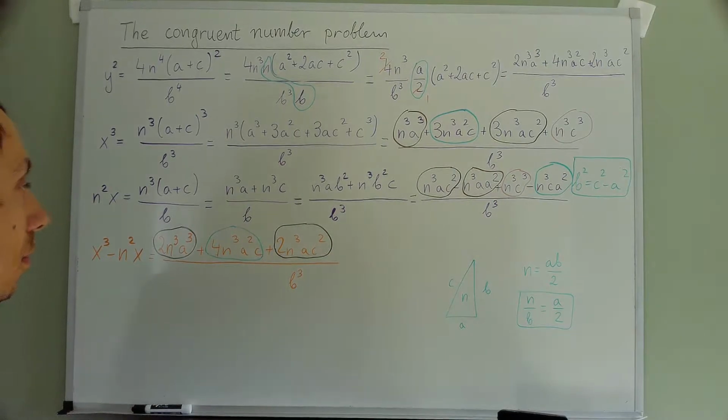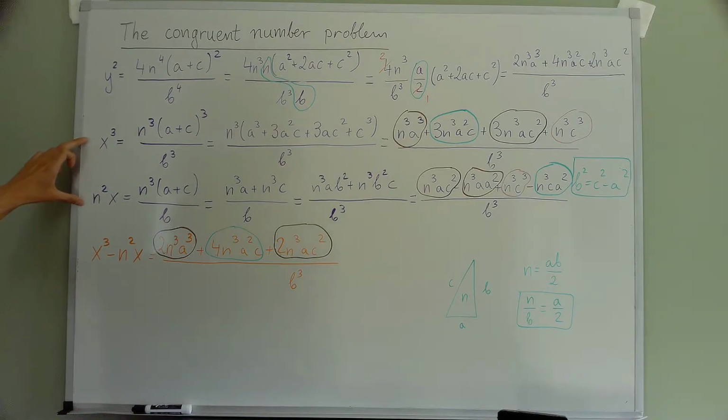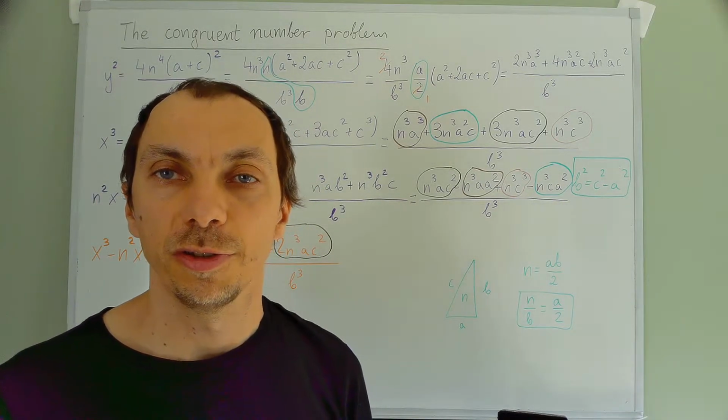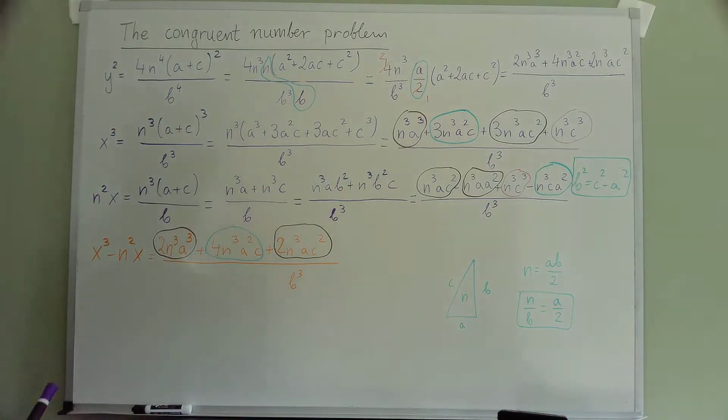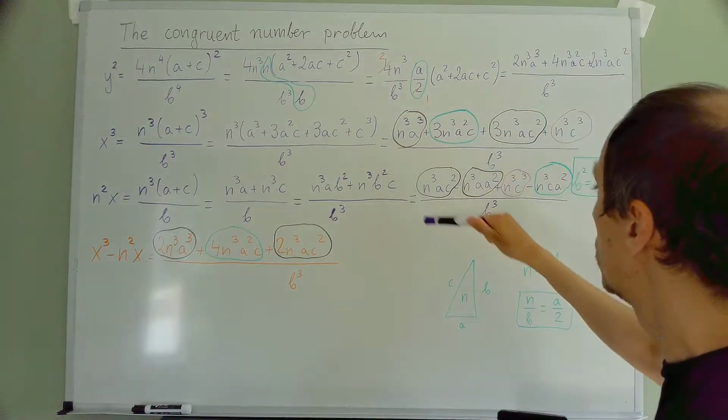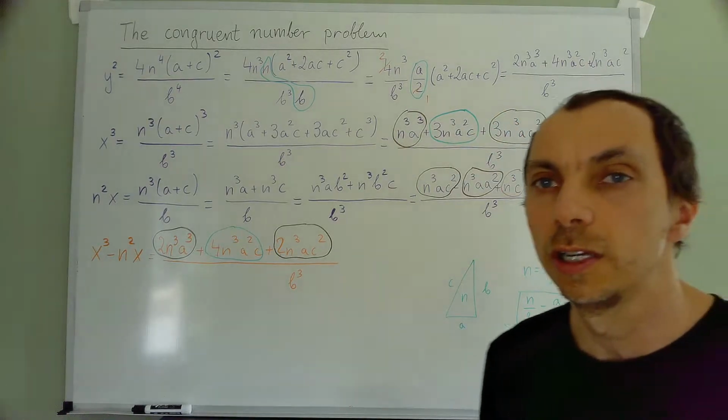Okay, what's the point of this? Well, I want to now subtract these two. You still don't know what the point of this is, right? I'm not telling you what the point of it is. You'll see in a second why I'm doing all this. So x cubed minus n squared x. I'm subtracting these two. So this is this expression minus that expression, and I circled here the like terms.